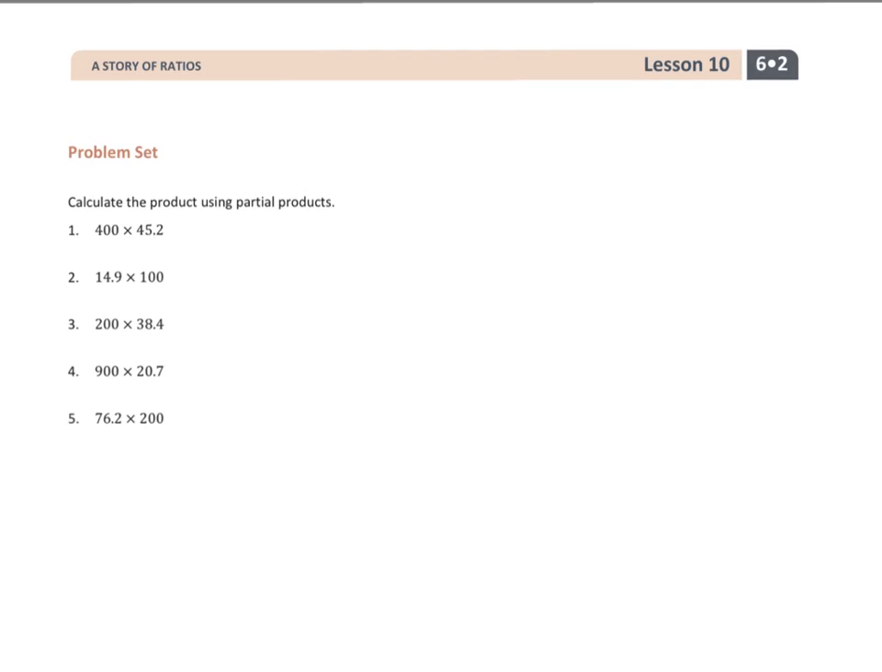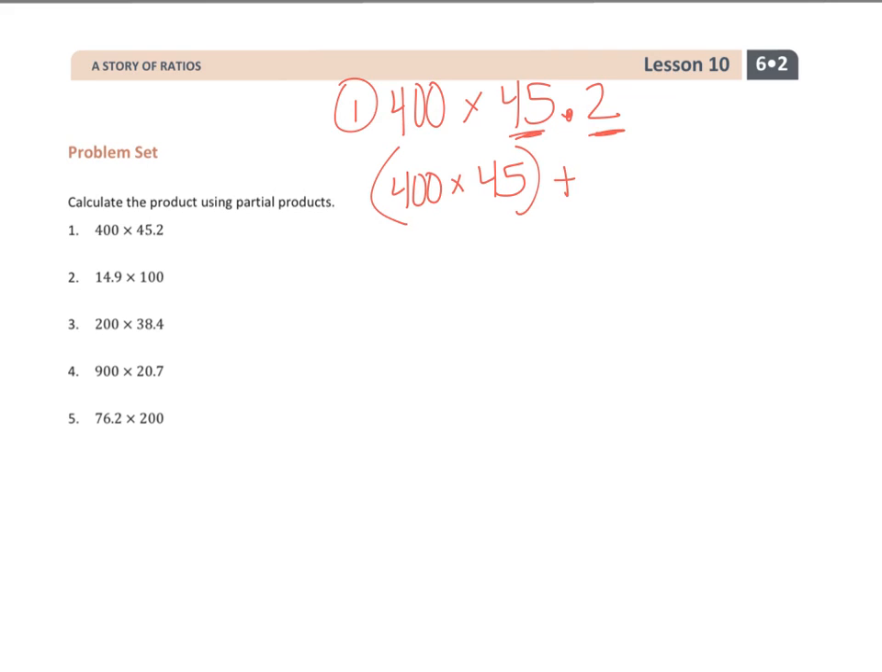So the directions state, calculate the product using partial products. So what it means is, and I'll start in with 1, 400 times 45 and 2/10. I'm going to break apart the decimal into the whole number and the decimal part, and I'm going to multiply the 400 by each of those. So I'm looking at 400 times 45, that's the whole number, plus 400 times the 2/10. So I got my whole number on one side, my decimal on the other, but I'm still multiplying 400 by both of them.